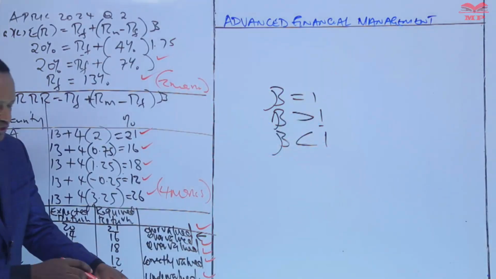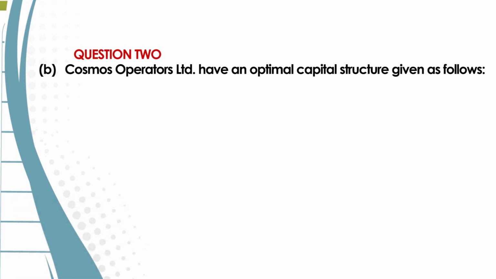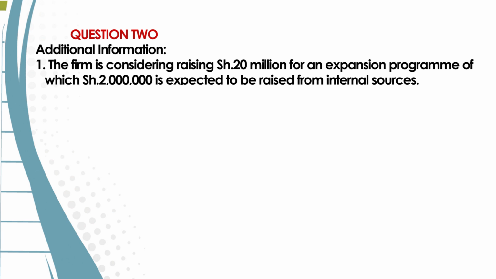Part B of the question, which reads: Cosmos Operators Limited have an optimal capital structure given as follows. There is that capital structure: ordinary share capital, reserves 16%, debt 10%, preference share capital. Additional information, number one: the firm is considering raising 20 million shillings for an expansion program, of which 2 million is expected to be raised from internal sources.